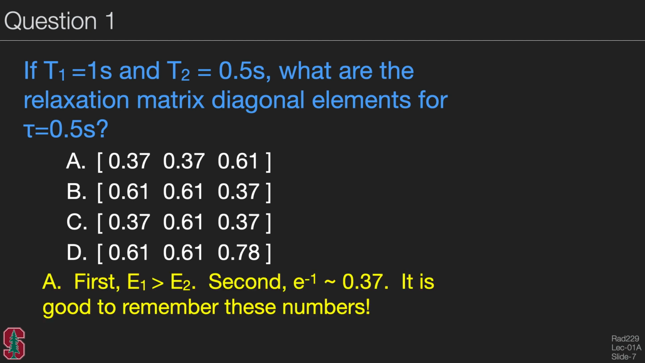And the correct answer here is, if you just think about it, E1 is always greater than E2 because T1 is always greater than T2. So this eliminates answer B, for example, and answer C. Second, e to the minus 1 is about 0.37. So that points to answer A, because we have relaxation here over exactly 1 T2 time. So it's good to remember these numbers and start to get a feel for what e to the minus 1 is and e to the minus a half, because you're often going to be thinking in these terms of how much attenuation you have from relaxation.